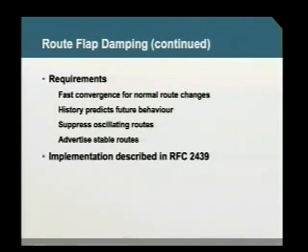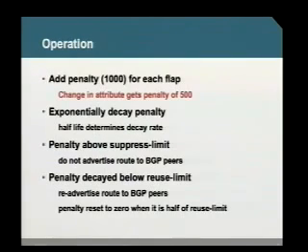RFC 2439 basically described it. You wanted fast convergence for normal route changes. So if you announce a prefix, sure, you want the network to converge. But if you're going to bounce a prefix all the time, you want it to be ignored. Use history to predict the future. I know it's a novel concept, but that was pretty important. We want to suppress oscillating routes and advertise stable ones.